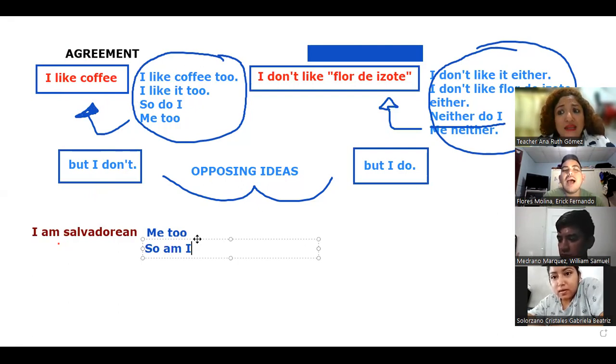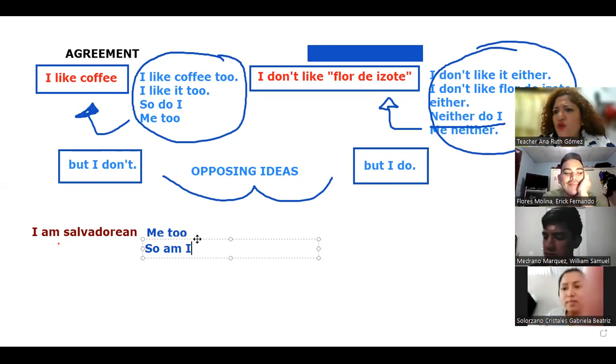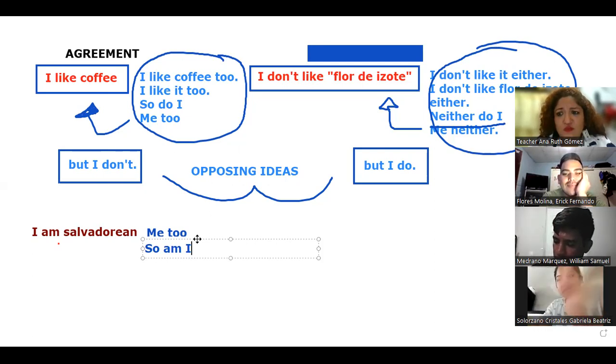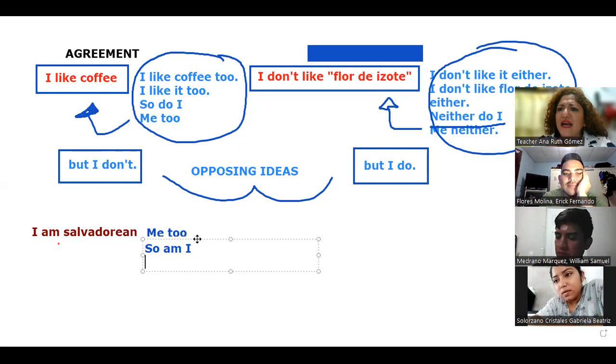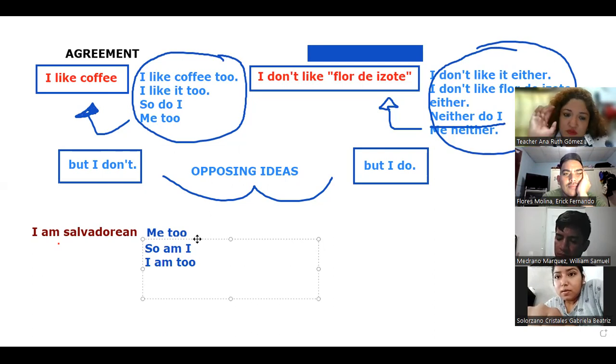Esto es bien común usarlo en inglés. Esto de los agreement and disagreement. It is very common. En las películas lo he escuchado mucho. A lot in movies, right? So am I. So do I. Yeah? It's very common. Me too. So am I. Another possibility? I am too. I am too. Very good. I am too. And me too. That is the first one.